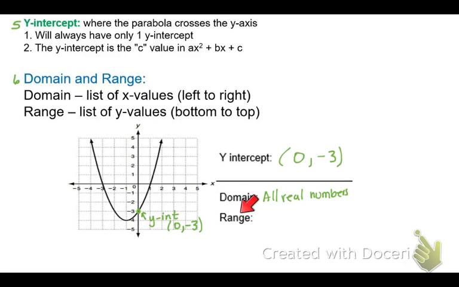Okay? Then my range, we gotta look from bottom to top. So if you notice, we have a lowest point over here, and then my parabola goes up. Okay? So I'm gonna start by writing y. My lowest y value is -4, and it goes towards positive infinity, right? So that means that y is greater than or equal to -4 because we have a curve down here. It's included, okay?